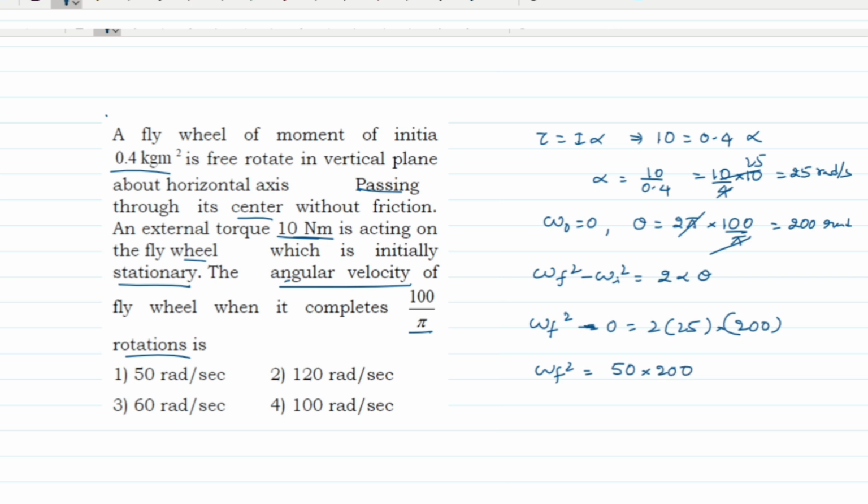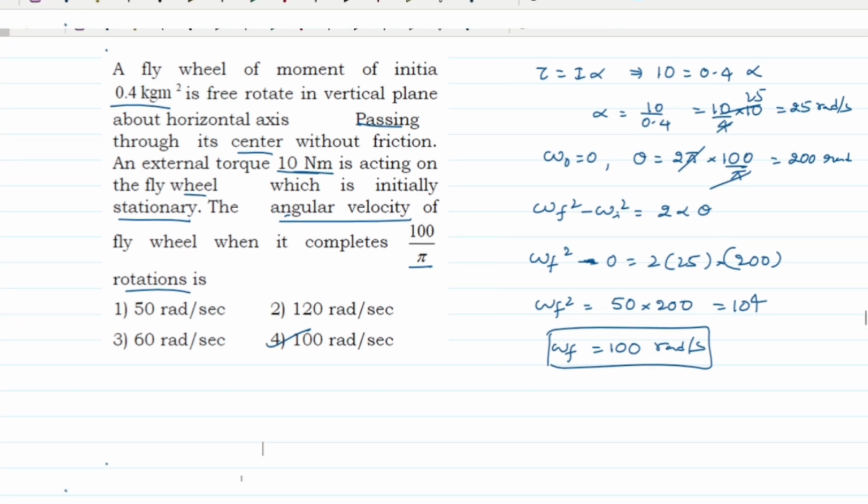This is 5 twos are 10, and here we will be getting nearly 10 power 4. So then omega final value will be 10 square, which is nothing but 100 radian per second. This is the omega final value. Let us see the next question.